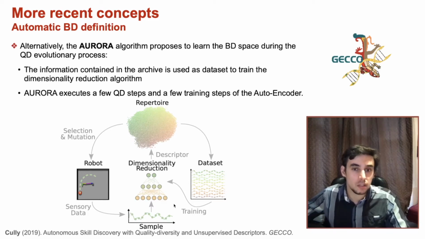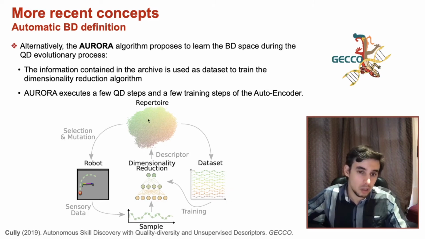By training the dimensionality reduction algorithm with this new data set, it will actually change the definition of the behavioral descriptor in the collection, which means that if we continue to run the quality diversity algorithm, it has potentially the capability to find and explore new regions of this newly defined behavior descriptor space. And in turn, this means that we will have a new solution that will be added to the data set.